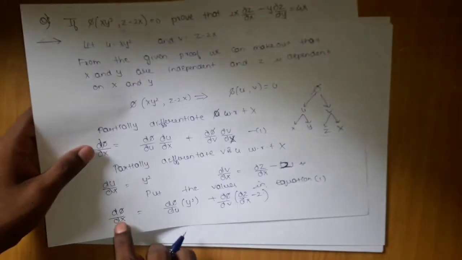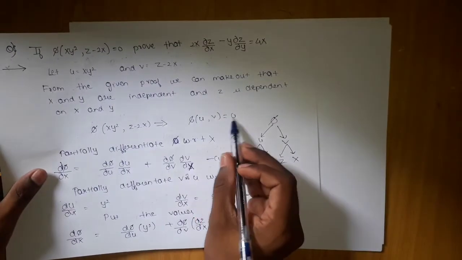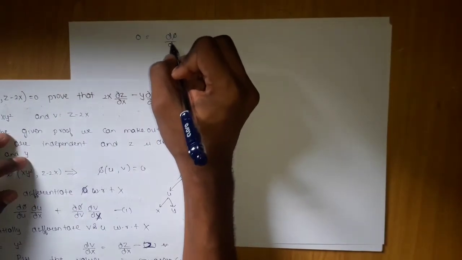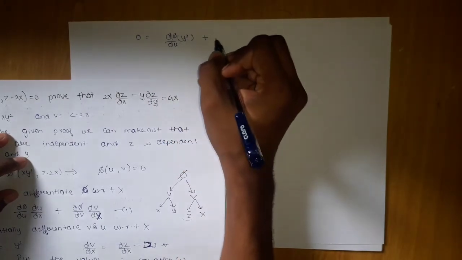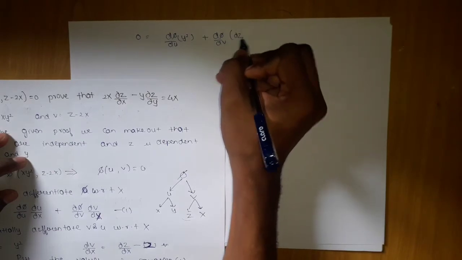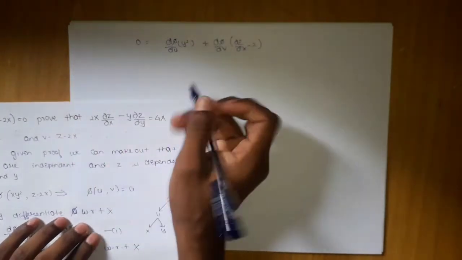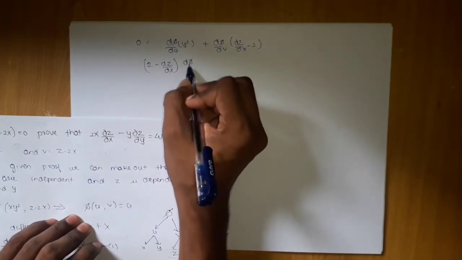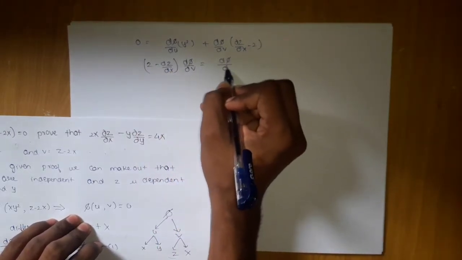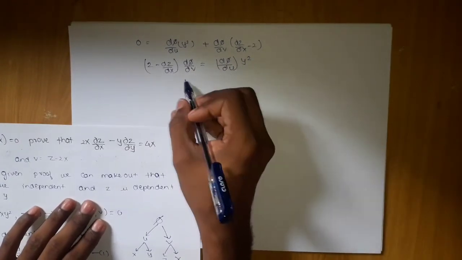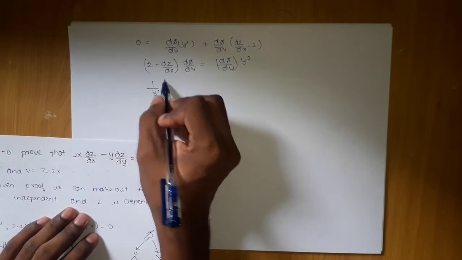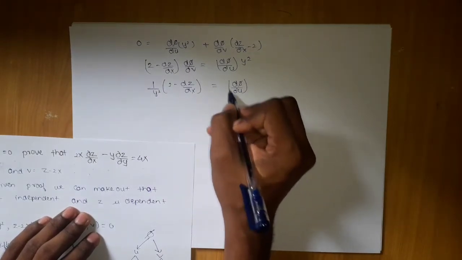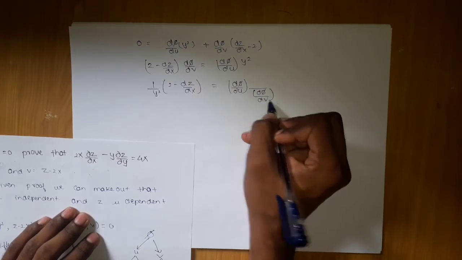Put dou phi by dou x equals 0, because an implicit function is always equal to 0. So its differentiation will finally end up giving me 0. So I am putting it equal to 0. Now we are getting dou phi by dou u into y square plus dou phi by dou v into dou z by dou x minus 2. We will move it that side, and we are going to get 2 minus dou z by dou x into dou phi by dou v equals dou phi by dou u into y square. If I move this value here, I am left with 1 by y square into 2 minus dou z by dou x equals dou phi by dou u the whole by dou phi by dou v. Let's call it 1.